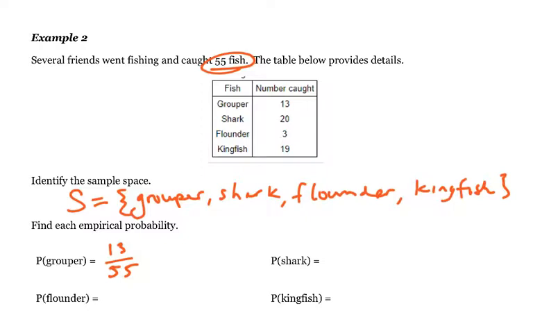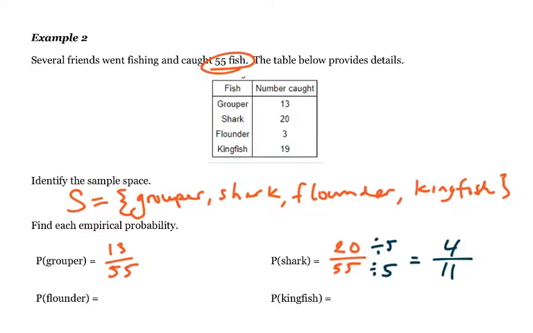All right, the next one, for sharks, the number of outcomes that were sharks was 20 out of the total number of fish in the experiment, which is 55. This can be simplified. Both of these are divisible by 5. If you don't know your divisibility rules, you might want to look that up. All right, divide both of those by 5 and we get 4/11ths is our probability of having a shark.